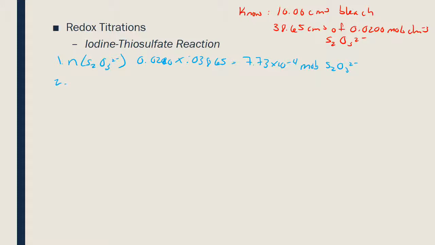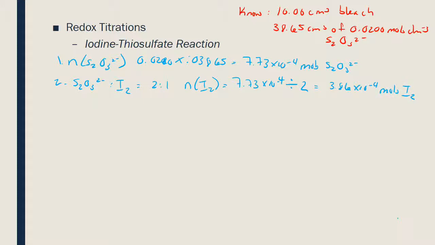So how much iodine was present during that reaction? Then we go to our mole map, or our mole ratio. Our ratio of thiosulfate ions to iodine is 2 to 1. So we take that 7.73 × 10⁻⁴, and since it's 2 to 1, we divide this by 2 to get 3.86 × 10⁻⁴ moles of iodine. So now we know how many moles of iodine were in the titration.